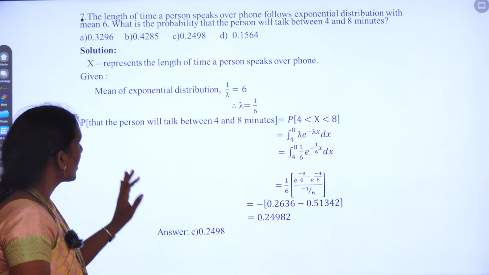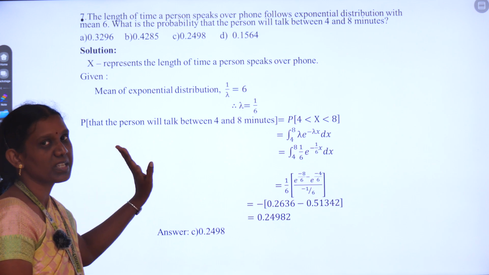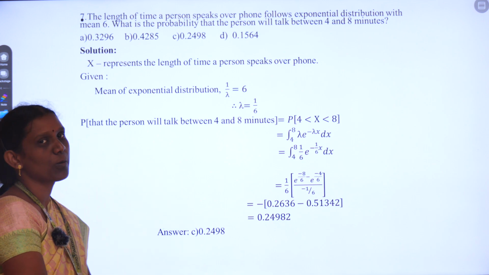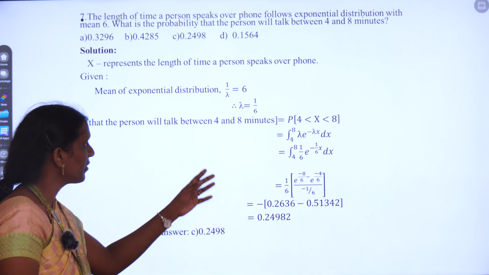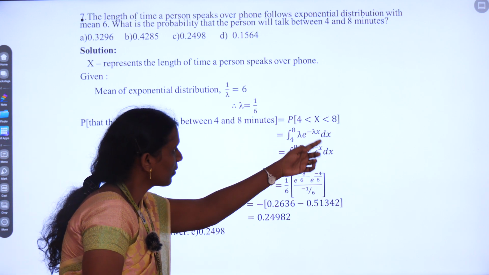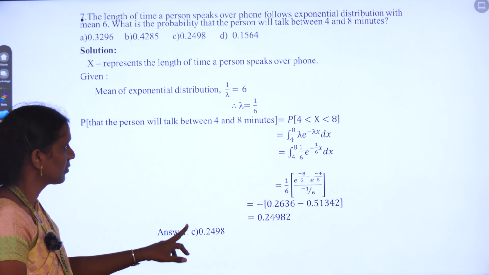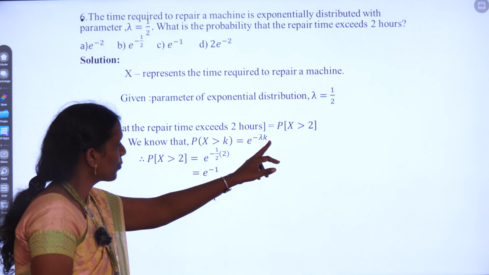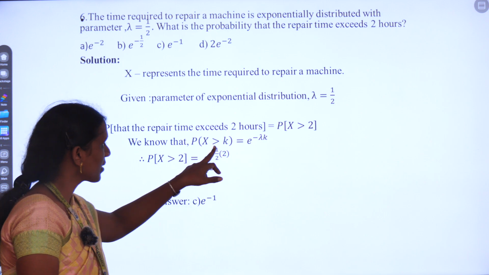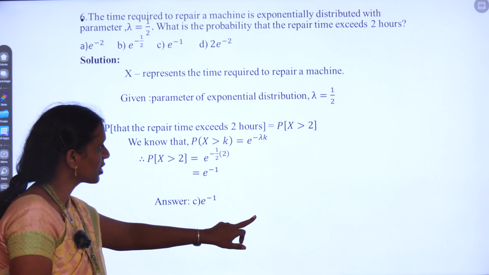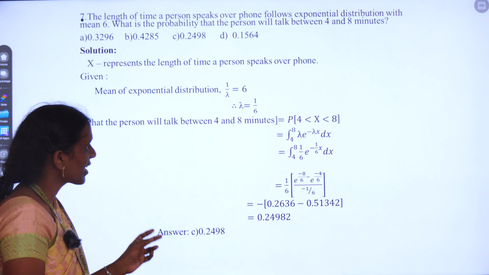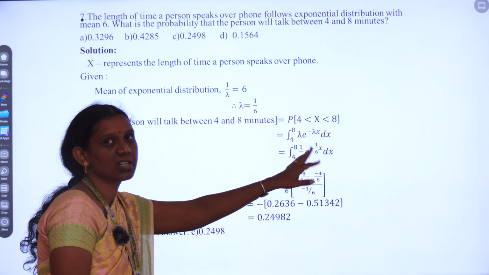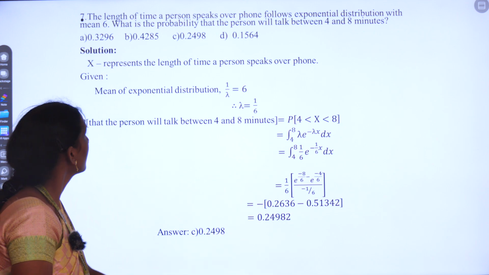0.2498. So in this problem the mean is given and we were asked to find the probability between two numbers, that is between 4 and 8. Remember always, if you want to find the probability of x greater than k, we must use this formula: P of x greater than k is equal to e power minus lambda k. Other than this x greater than k case, we have to use the formula integral f of x into dx.